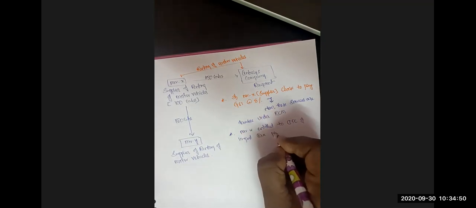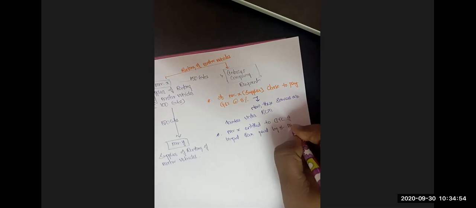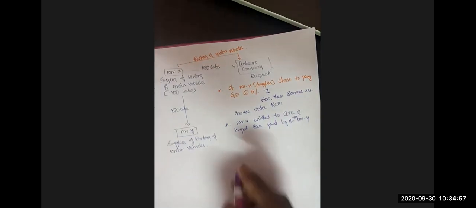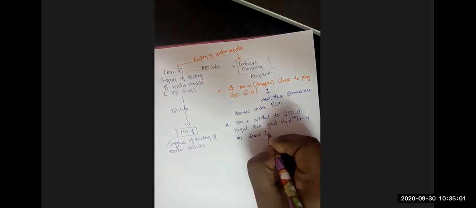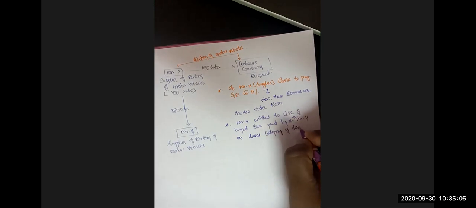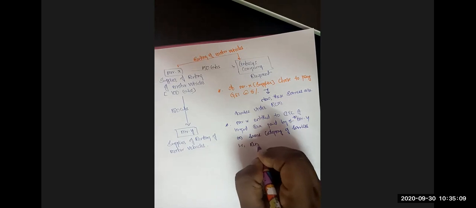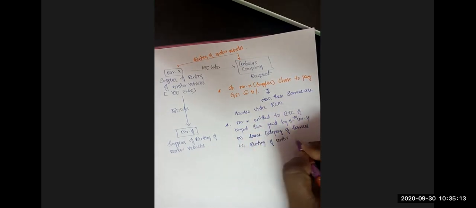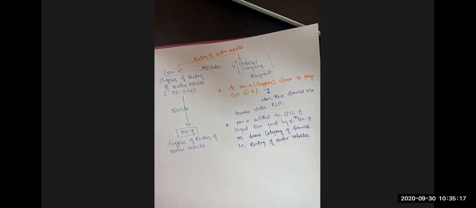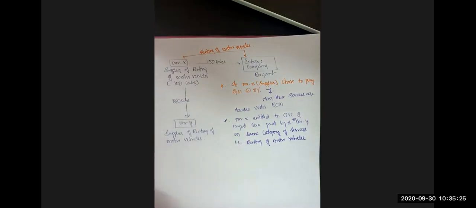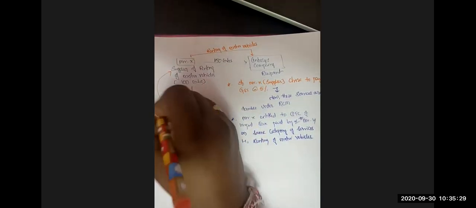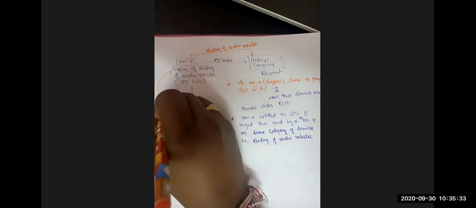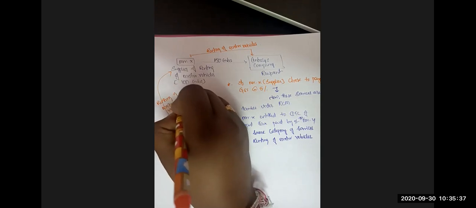Now here Mr. X is entitled to input tax credit of input tax paid to Mr. Y on the same category of services, that is renting of motor vehicles. In order to provide renting of motor vehicles as outward supply, we have received renting of motor vehicles as inward supply from Mr. Y. Same category of supply.